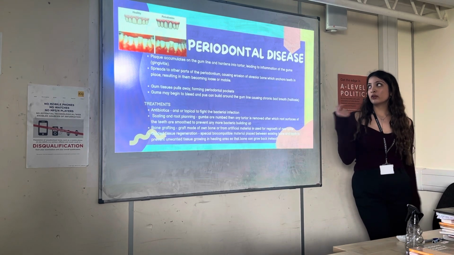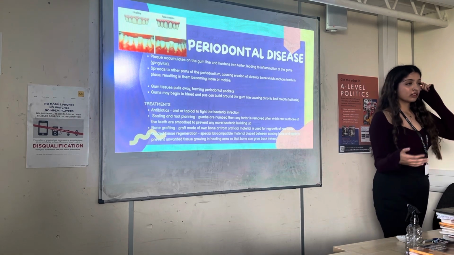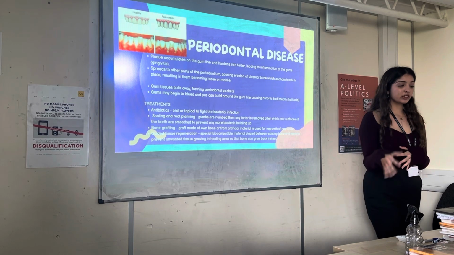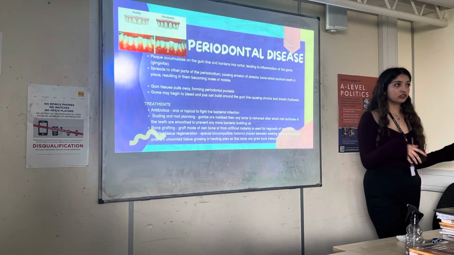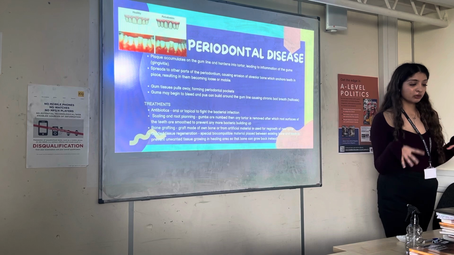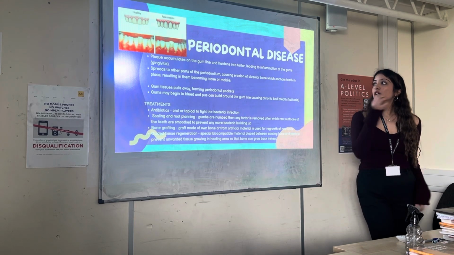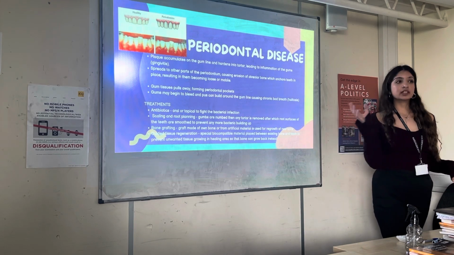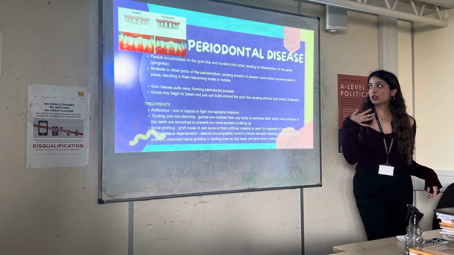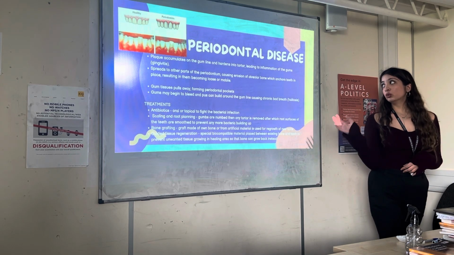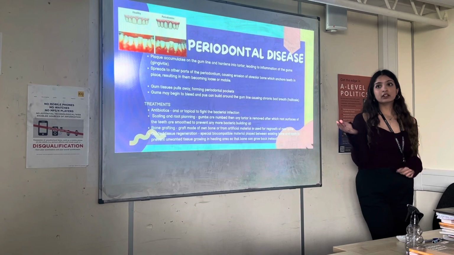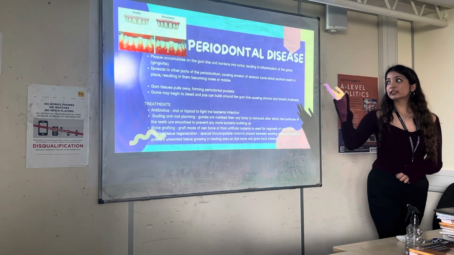Another type of disease is periodontal disease, which is a chronic inflammatory condition which affects the tissues supporting the teeth. So the same thing happens: plaque, which is a sticky form of bacteria, accumulates along the gums and it becomes hard and forms tartar, which leads to inflammation of the gums, and that's known as gingivitis.